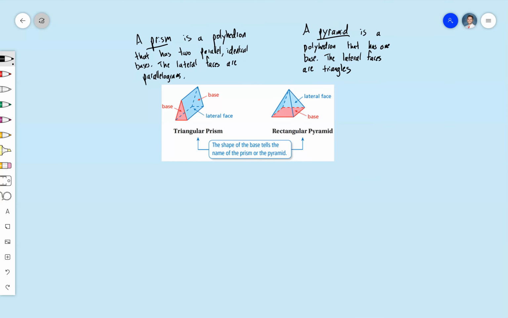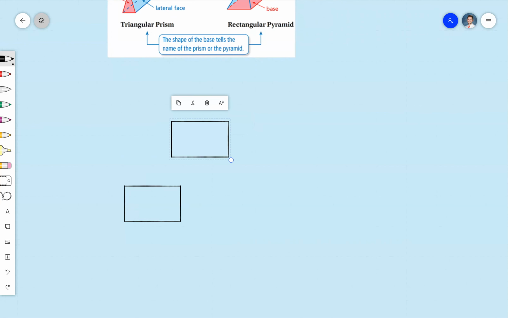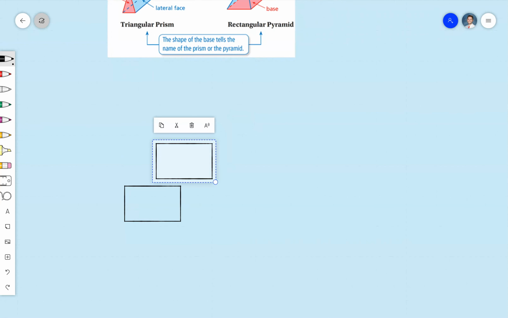Finally, let's take a look at drawing a few prisms. It's good to get some practice. So let's start by drawing a rectangular prism. So we can draw identical rectangular bases. I'm just going to go ahead and copy and paste this one here. And then we want to connect the corresponding vertices.